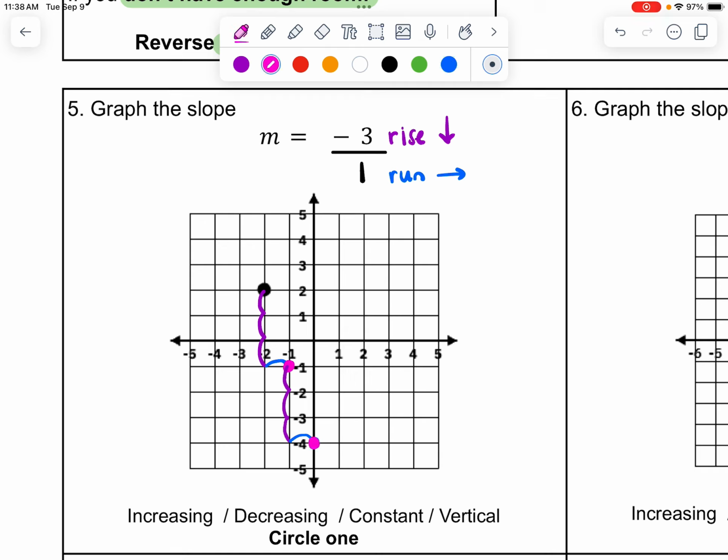If I want to reverse my slope, then I'm going to go up 3 spaces and left 1 space. So I'm going to count 1, 2, 3 spaces up, 1 space to the left, and put a new point there. Once I have as many points as I can fit on my graph, I'm going to draw a nice straight line, and I'm going to circle the vocabulary word. In this case, it's a downhill graph, so I'm going to look at the word decreasing. It's also a negative slope.